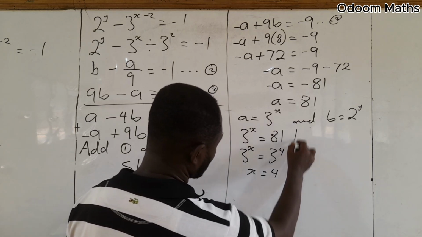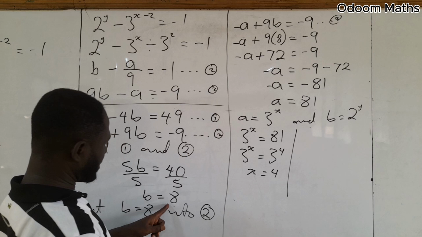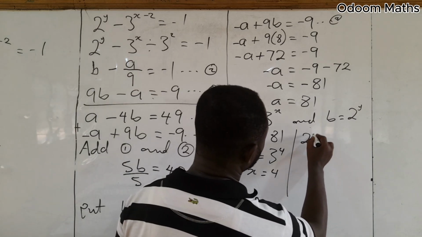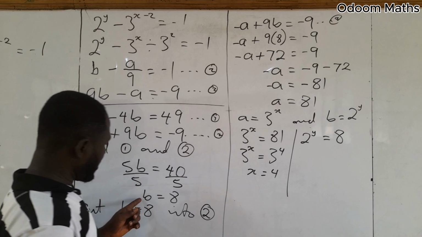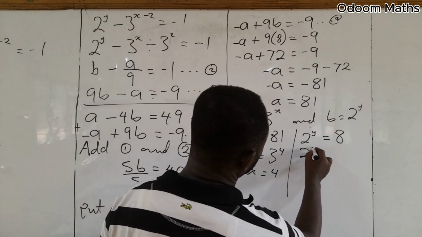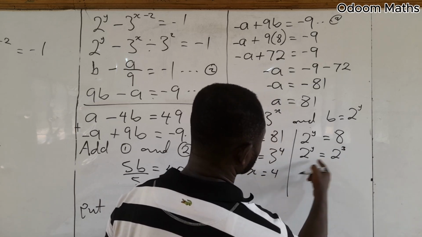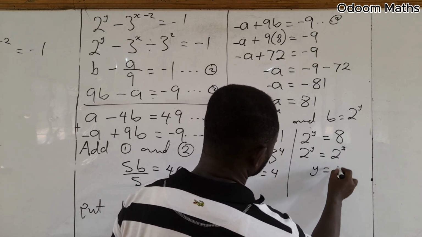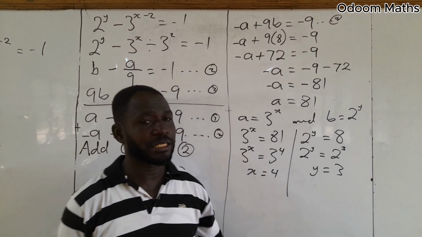Now, let me go to that of y. For y, we had b equal to 8. So 2 to the power y, which is b, is equal to 8. So 2 to the power y becomes 2 to the power 3, and in this case y is 3. So, therefore, my x is 4, and y is 3.